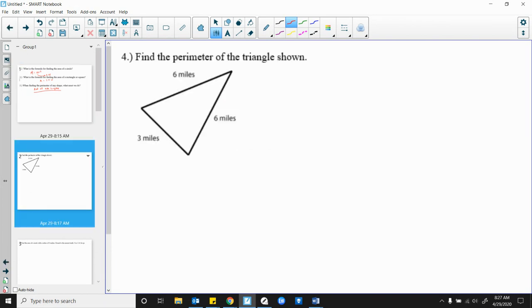That was quick. 4. Find the perimeter of the triangle shown. Our sides are 6, 6, and 3. For perimeter, if we follow our rule, we just have to add up all three sides. Should have been really easy. 6 plus 6 is 12, plus 3, we're going to have 15, and you better label it miles. I'll be on you about that. Okay?